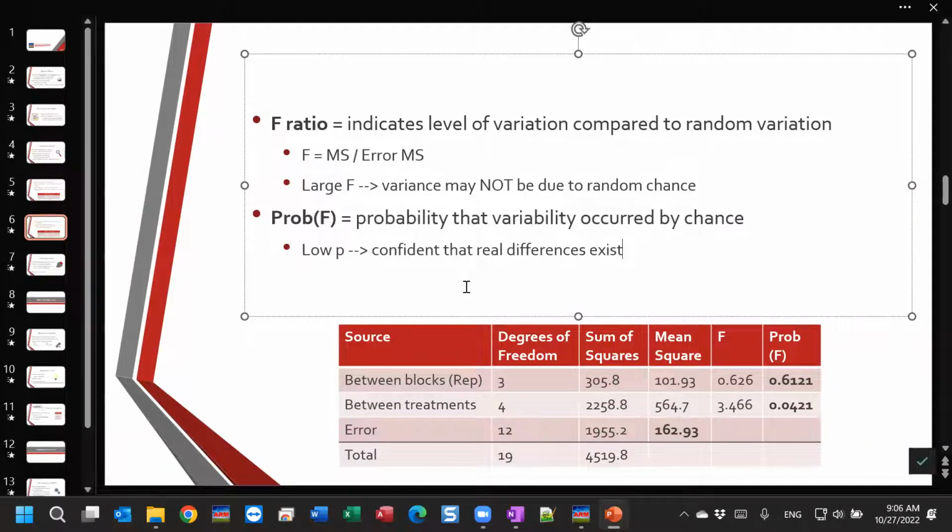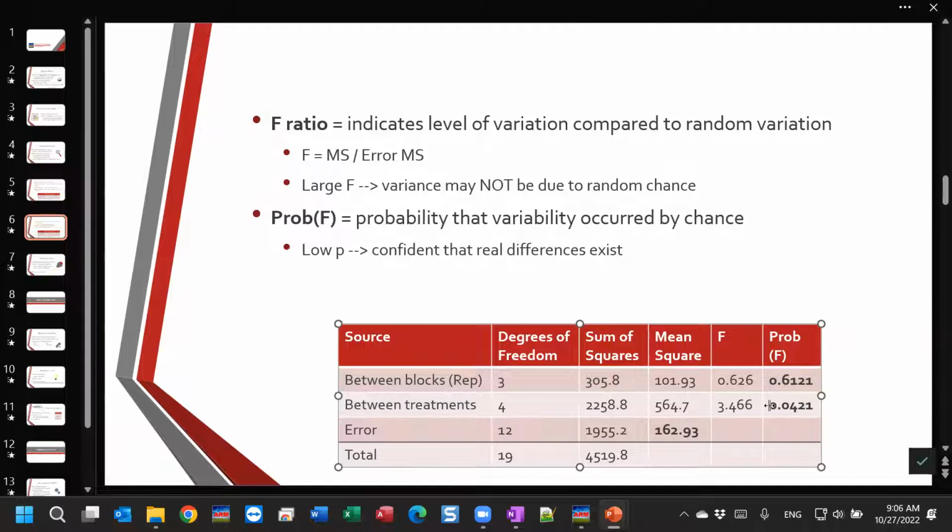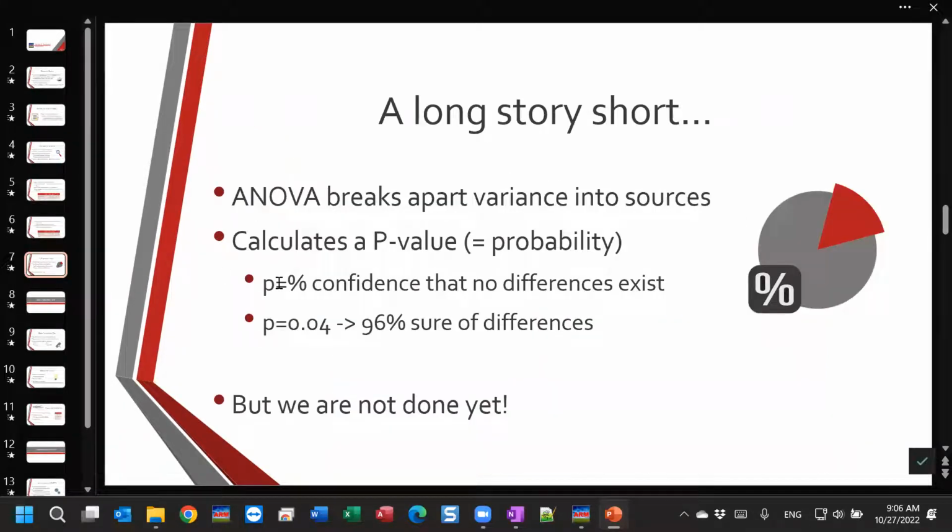Specifically, in our case, we're looking at the probability that the variability between treatments occurred by chance. And so having a low p-value gives us confidence that real differences exist. So that was the really quick recap on the ANOVA.